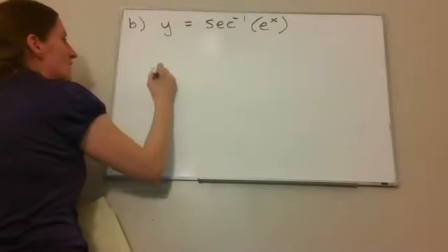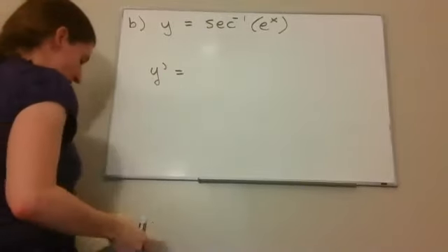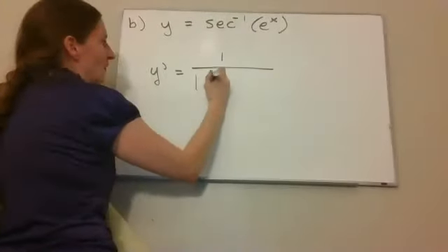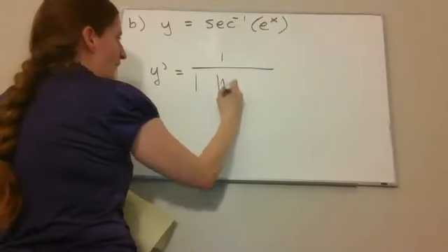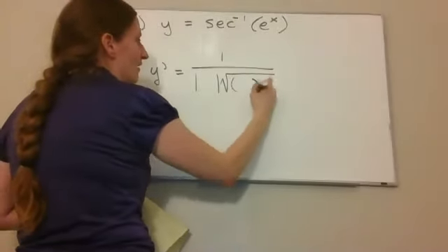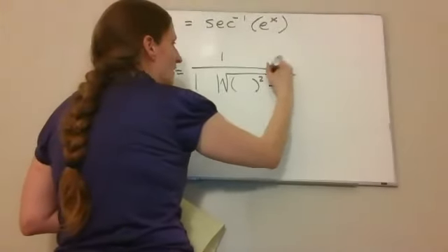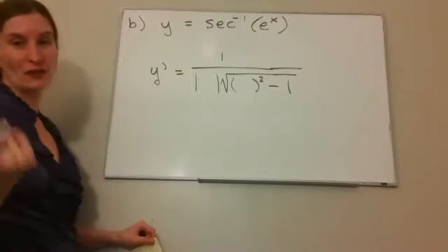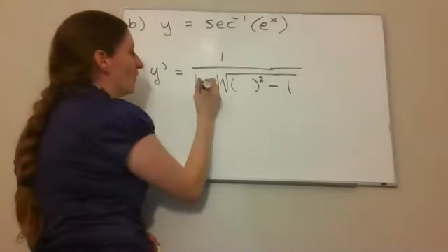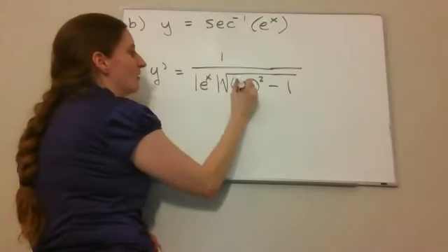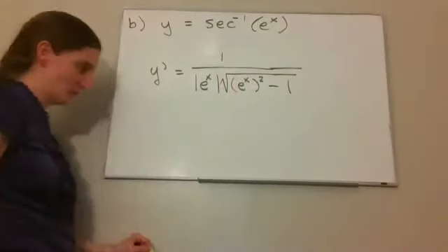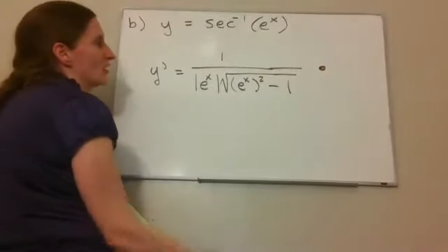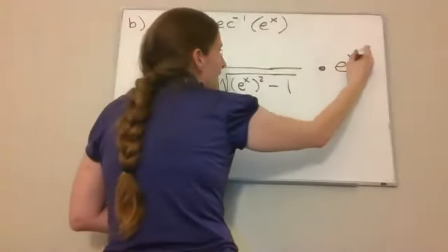So my derivative of secant inverse, that was one of those complicated ones. It was 1 over the absolute value of x times the square root of x squared minus 1. But since I don't have a secant inverse of x, I have a secant inverse of e to the x, I have to replace all of the x's in that formula with e to the x. Then I just have to multiply by the derivative of the inside function. Derivative of e to the x is itself.